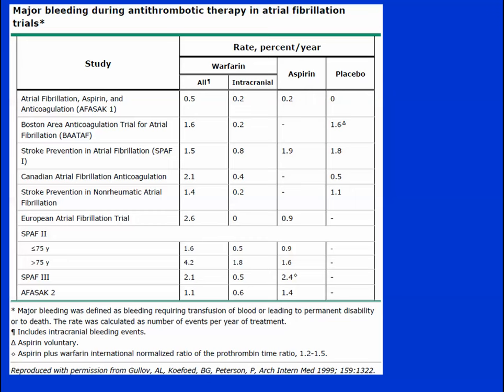This shows the major risk of bleeding in patients who are receiving warfarin or aspirin in patients with atrial fibrillation, comparing the rate of major bleeding with warfarin, with aspirin, and with nothing. And you can see that the risk of bleeding in patients on warfarin is somewhere around 2 to 4%, and the risk of intracerebral bleeding is somewhere around a half to 1%.